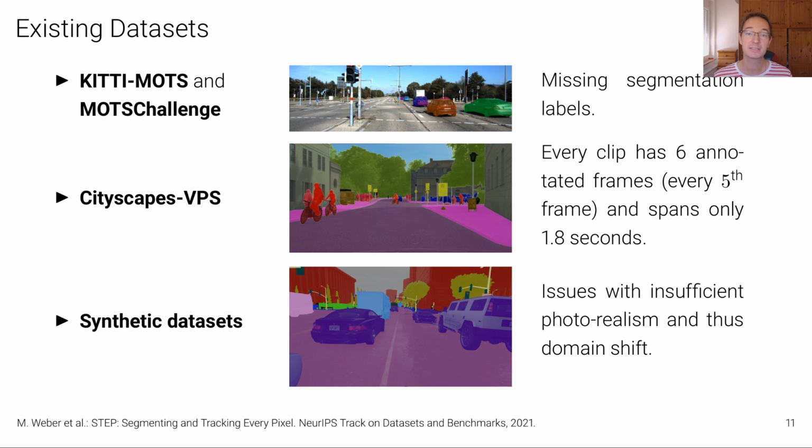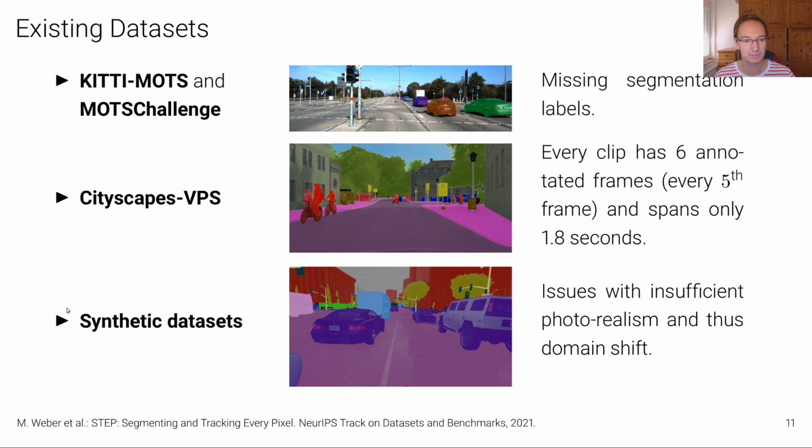There are some existing datasets that we can build on and that also address this task, at least partially. KITTI-MOTS and MOTChallenge address the task of multi-object tracking and segmentation, but they don't provide dense coverage as discussed, so they are missing dense segmentation labels. Cityscapes VPS is one of the first real video panoptic segmentation tasks, and it provides indeed dense labels in space, but not in time. In this case, every clip has 6 annotated frames, and these are only every 5th frame that span only 1.8 seconds. So it's not dense in time, and it's also not long. It cannot evaluate algorithmic performance in terms of long-term tracking, which is important for self-driving, but it's hard.